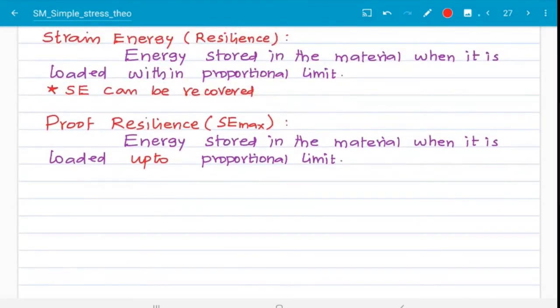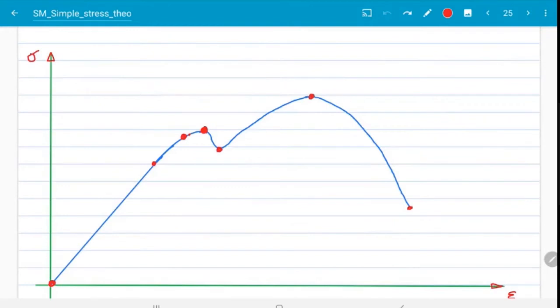For example, within means if you load up to here, within proportional limit, right? If you load up to here, it is called as within the proportional limit. Right? It is strain energy. We can load up to proportional limit, maximum of proportional limit. Okay, it means up to. If you load up to proportional limit, the energy stored will be the maximum value. Is it clear?